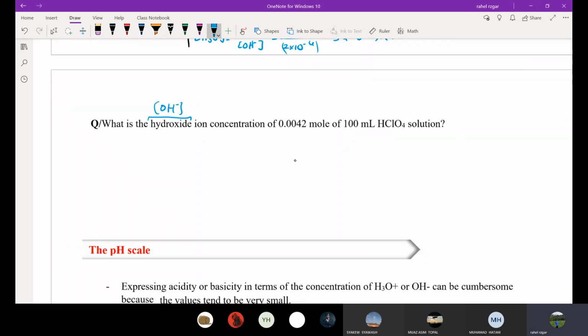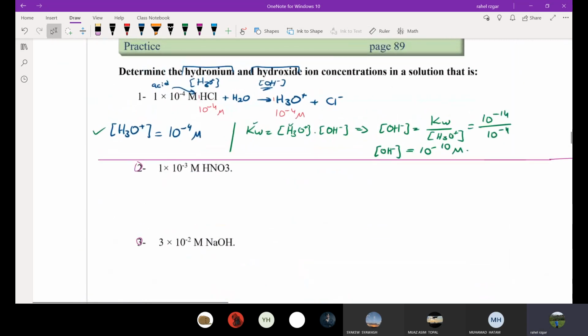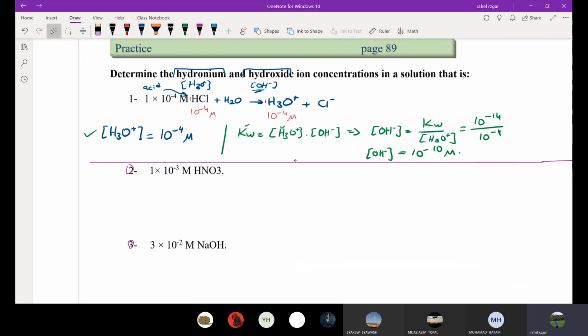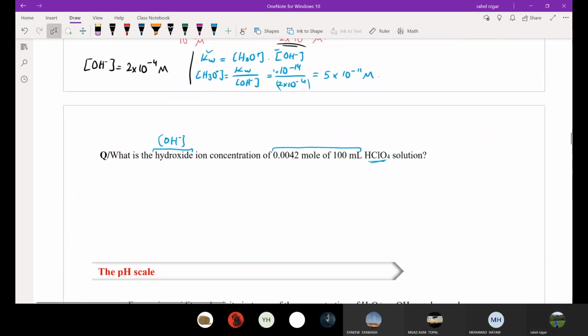If you look at this question, the molarity is not given. The molarity of the HClO4 is not given. Look at the previous questions. Look at here. Directly, the molarity of HCl is given. Directly, the molarity of HNO3 is given. But in this one, the mole is given.